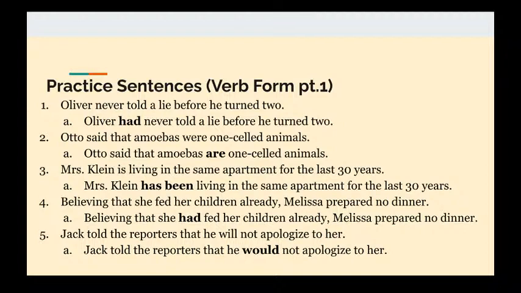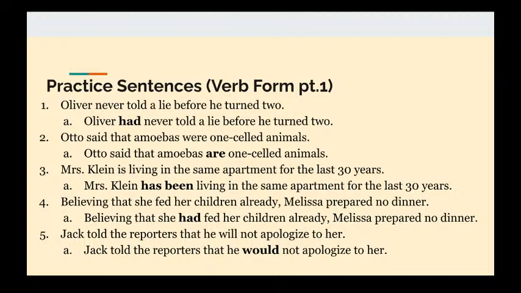Sentence number 3, Mrs. Klein is living in the same apartment for the last 30 years. It would be, Mrs. Klein has been living in the same apartment for the last 30 years. So we have this ongoing activity or event, so we're going to have has been instead of is living because we have that for the last 30 years in the sentence.